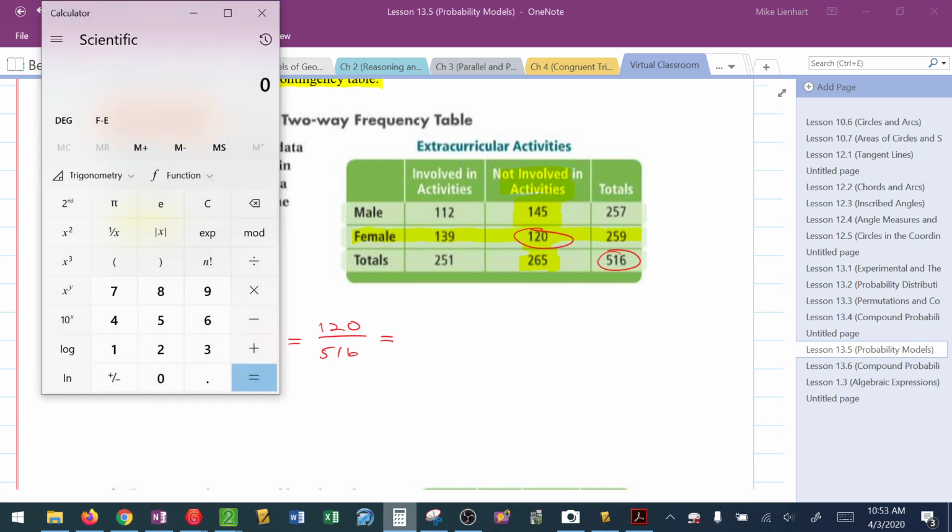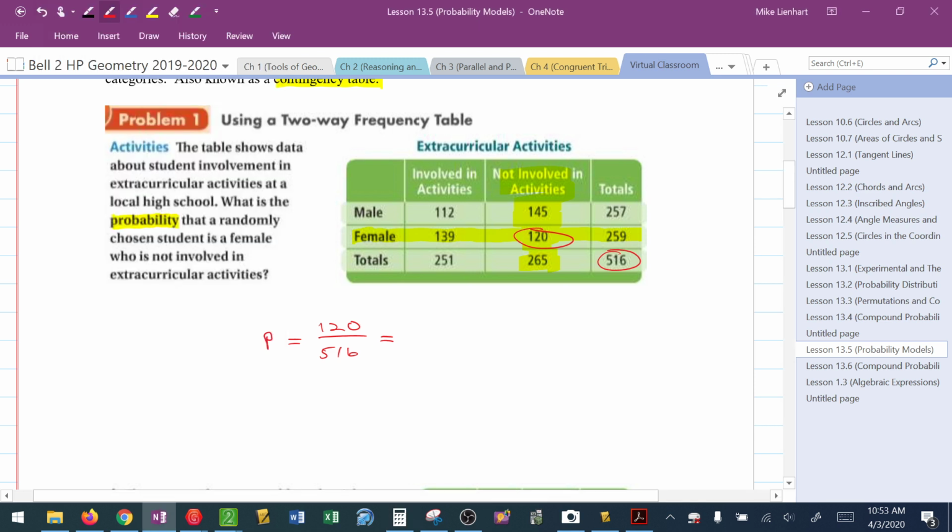So if I grab my handy dandy calculator, I have 120 divided by 516, and that's going to give me 0.233. The reason why I rounded it to 3 decimal places is because a lot of times they're going to ask you to write this as a percentage as well. So if I have that third decimal place, the thousandths, I know that this would round to 23.3%.